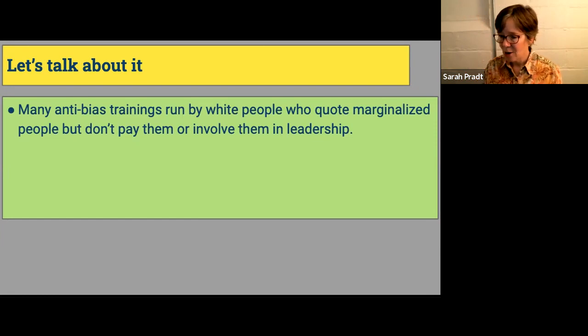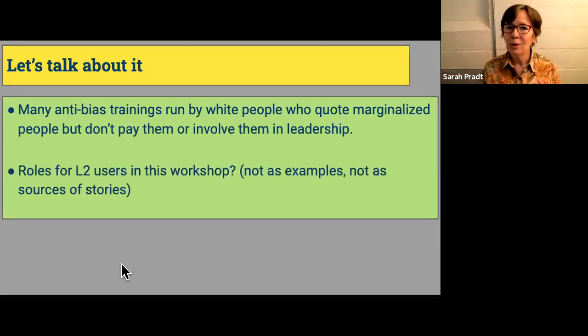And so my thought was, if somehow I am able, I would do this for free, but if somehow I am able to shop this somewhere, I would want to pay somebody else to either do it or do it with me. But I don't want to involve L2 users as exemplars of difficult speech or as sources of painful stories, right? So do I make this open source and just give it away? Do I help L2 users who are professionals and want to do this, or who are not professionals? How do I make sure that this is not just white people talking?